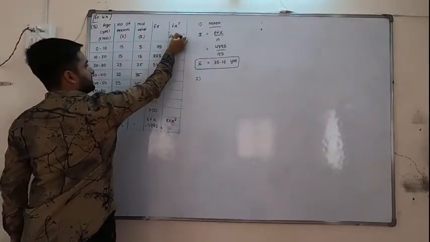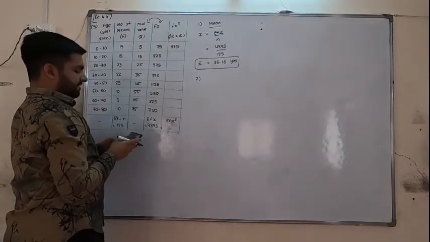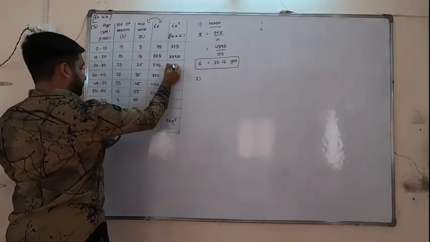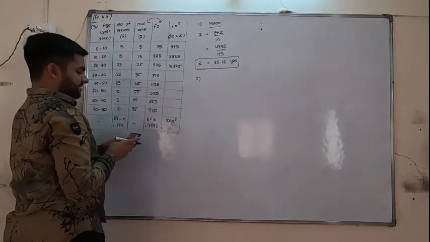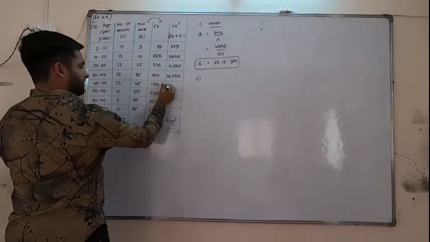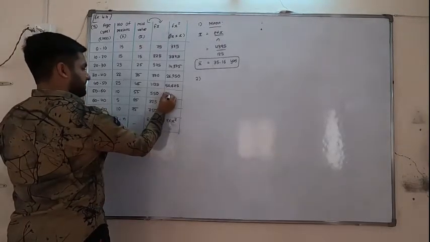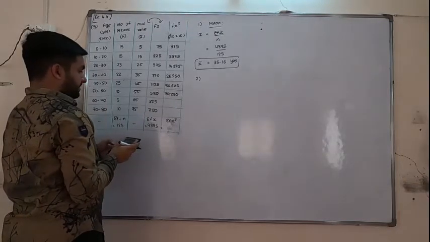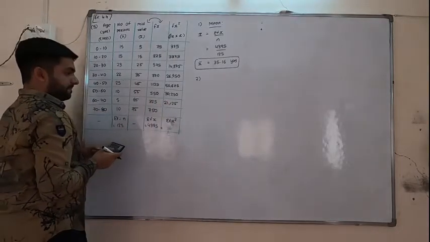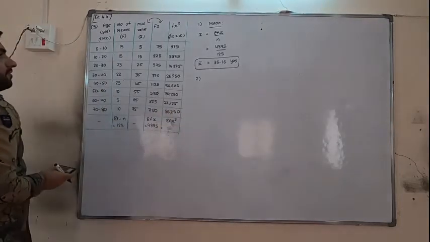Second, we can do fx into x. 75 into 5 is 375. 225 into 15 is 3375. 25 into 575 is 14375. 35 into 770 is 26950. 45 into 1125 is 50625. 55 into 550 is 30,250. 65 into 325 is 21,125. 75 into 750 is 56250. If you want, we can check again.